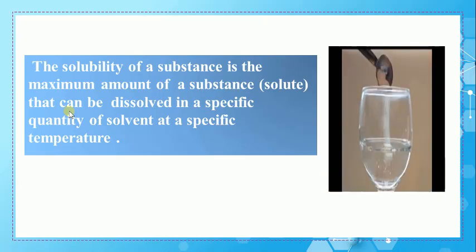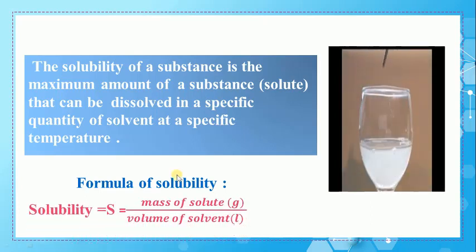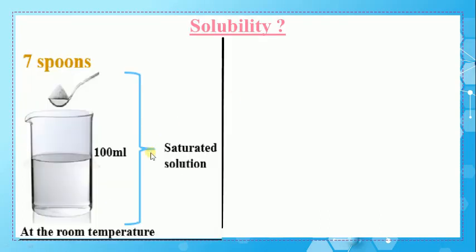In this solution of salt and water, the solubility of salt in water is the maximum amount of salt which can be dissolved in water. The formula of solubility is solubility, symbol S, equal to mass of solute divided by the volume of solvent. The mass of solute can be in gram, the volume of solvent can be in liter. Now, let's represent the solubility of salt in 100 milliliter of water.